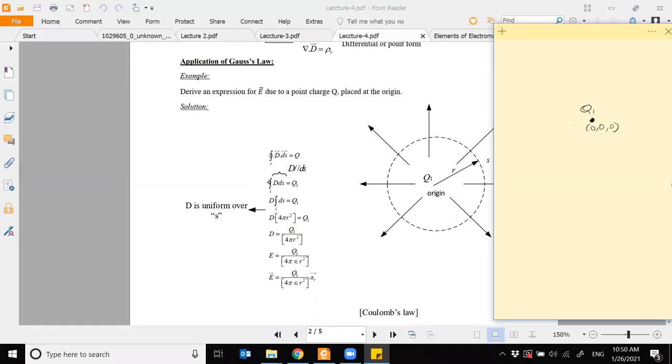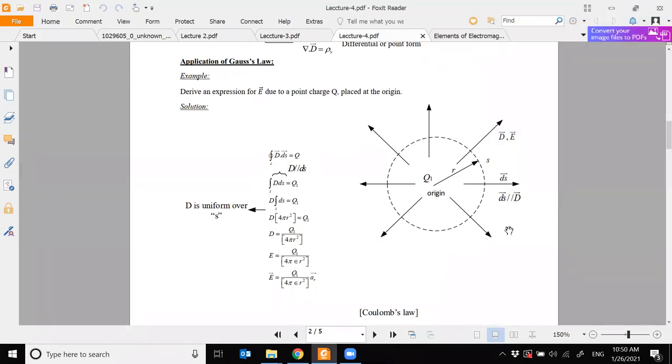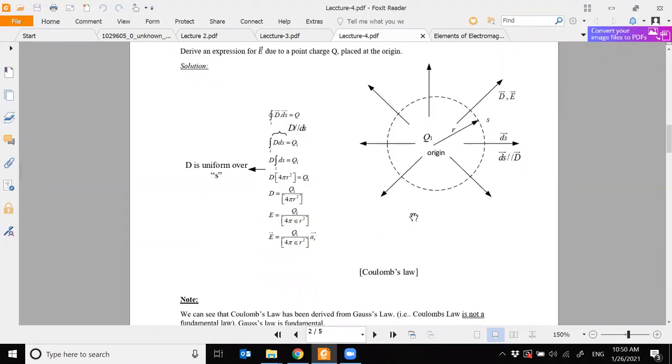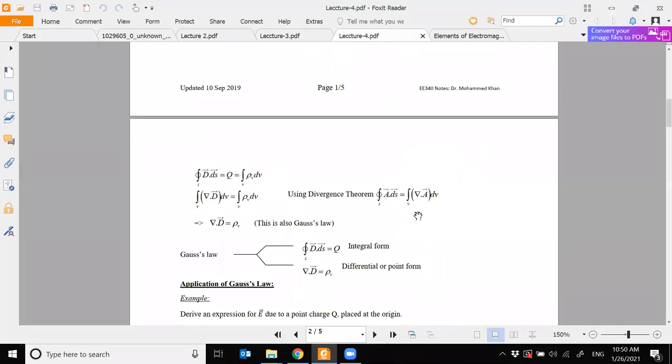I think guys, it's time now. It will take some time for me to explain this. Maybe we will take it in the next class. So we will take it on Thursday. We will go through Gauss's law on Thursday.